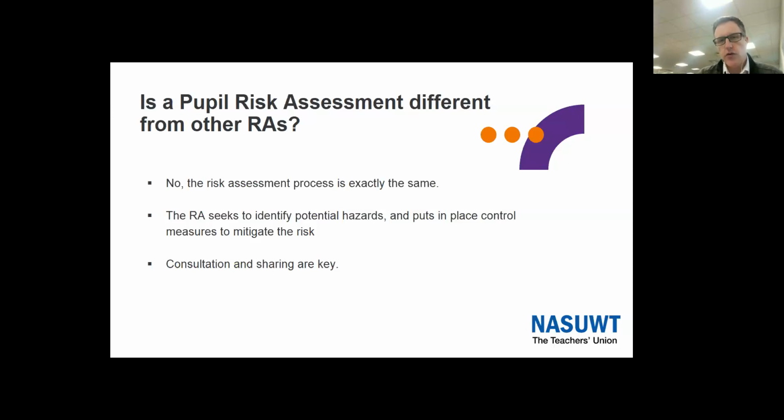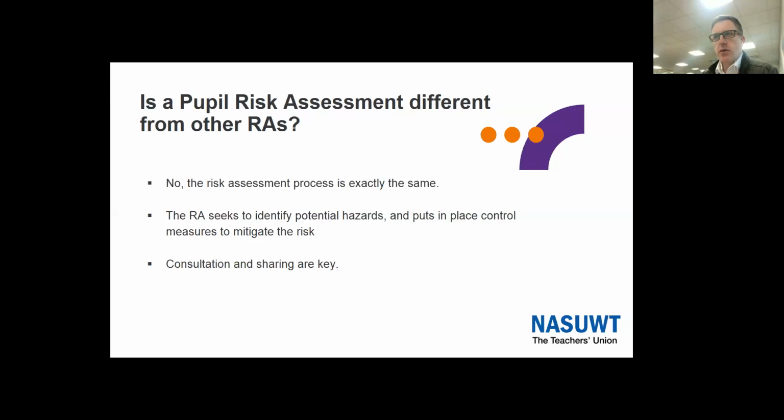I think things have improved through the COVID years because of the emphasis that was placed on risk assessment. So school leaders are probably better equipped and more used to producing risk assessments. To be honest, a pupil risk assessment is exactly the same as any other risk assessment, or at least the process that you go through to compile the assessment is exactly the same. The risk assessment identifies hazards and then puts control measures in place to mitigate the risk. That applies equally to a pupil that is potentially violent, as it does to somebody being on a roof and at risk of falling off.